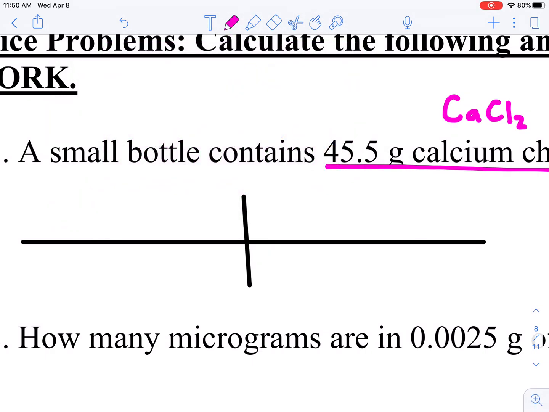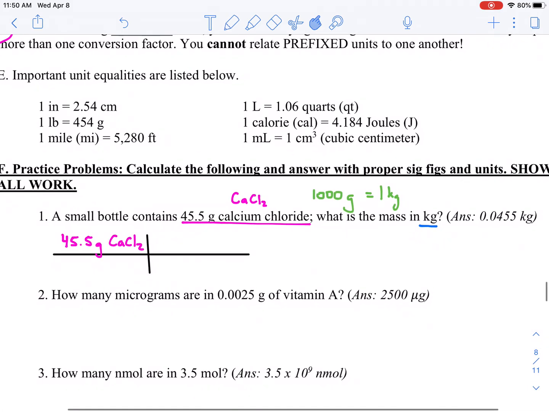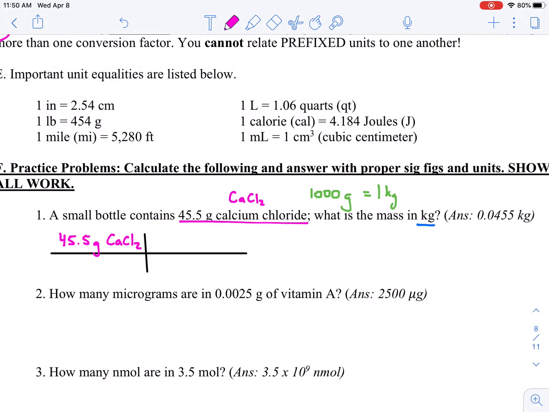So in this case, I'm always going to use pink for what we know. So we know that we have 45.5 grams of CaCl2. And our goal is to cancel out that unit. Now, how would we cancel out this unit in the numerator? We'd put the same unit in the denominator. We'll get there in a second.